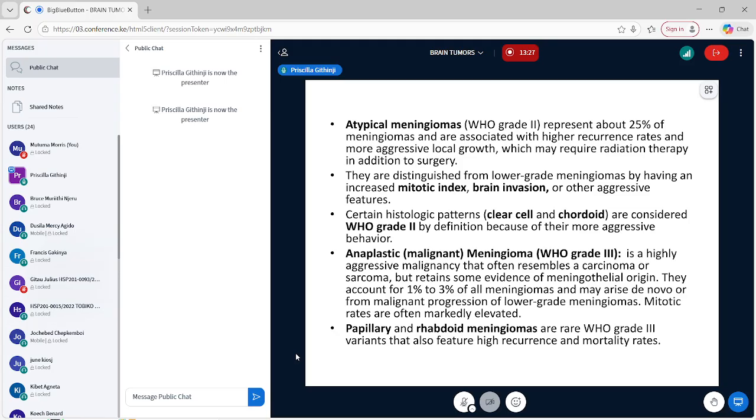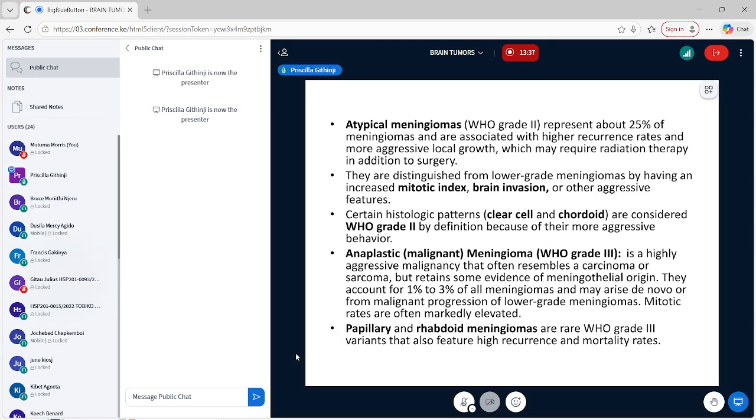Meningiomas can also be WHO grade 2 or grade 3. So for WHO grade 2, we call them atypical meningiomas, which represent about 25% of the meningiomas and are associated with higher recurrence rates and more aggressive local growth, which may require radiation therapy in addition to surgery. They're usually distinguished from the lower grade meningiomas by having an increased mitotic index. They're going to have brain invasion, and they're also going to have other aggressive features.